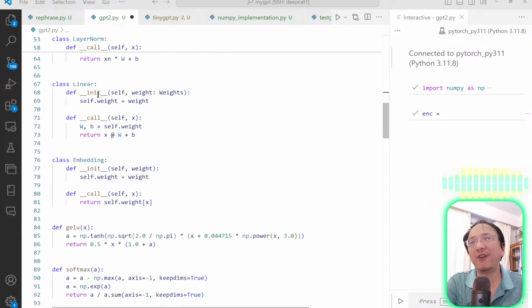And we also define a linear layer, which is pretty much the same as the linear layer of PyTorch or TensorFlow. But because we are using NumPy, we have to define it by ourselves. And as you can see, it is quite simple to do that.